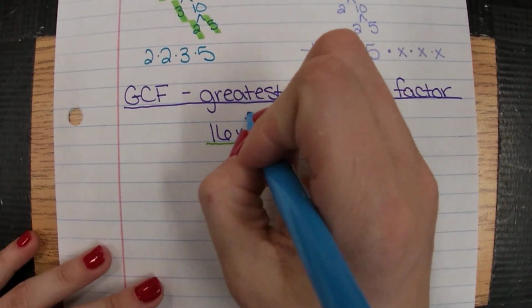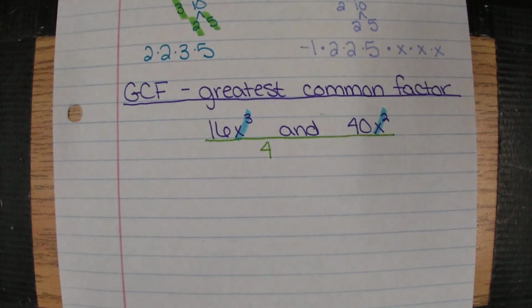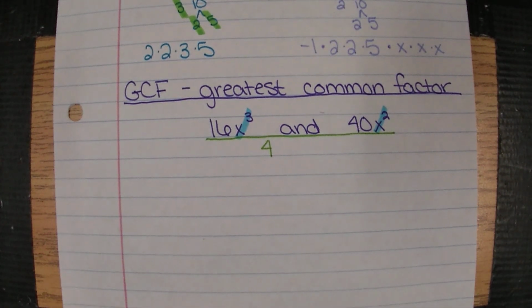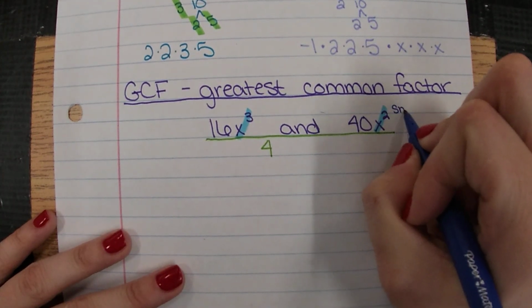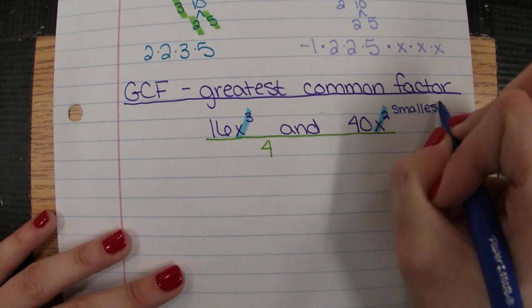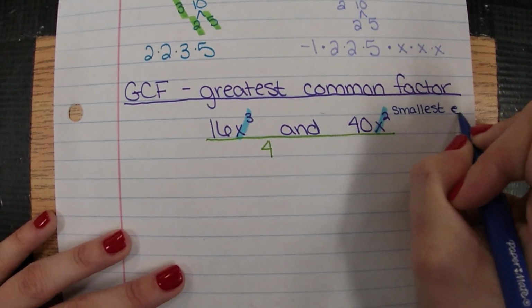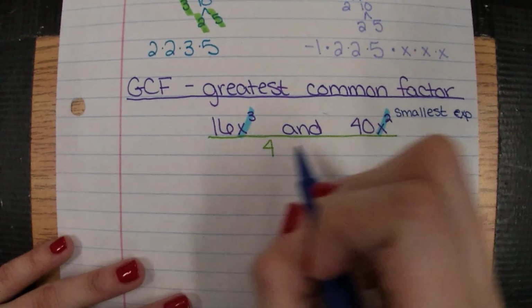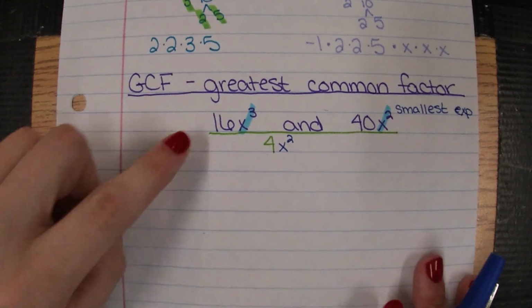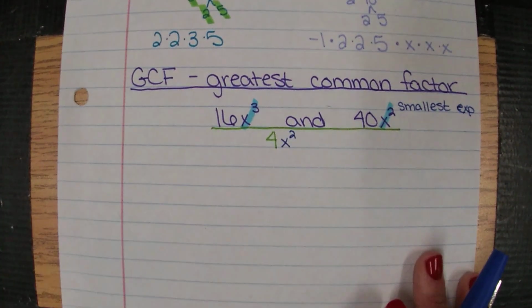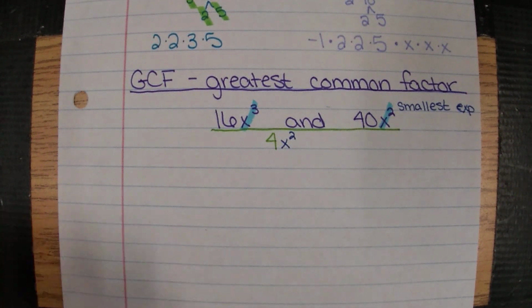So I'm going to look at the x's for right now, and we want to take the smallest exponent. Okay, so we're going to see if they both have an x. Yes, they do. And then we want the smallest exponent. Okay, so 2 is the smallest, so I'm going to divide out 4x squared. So remember, we said when we're dividing, we're going to divide each of these individually by the 4x squared.